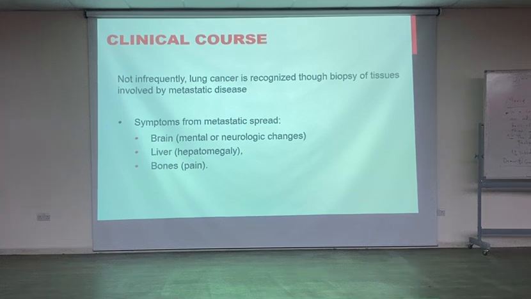The liver can be involved and this may result in hepatomegaly. Bone can be involved and this may result in bone pain. The adrenal gland also is a common site for metastasis بالنسبة لللung cancer. بس adrenal insufficiency is not common في الناس اللي عندهم lung cancer.